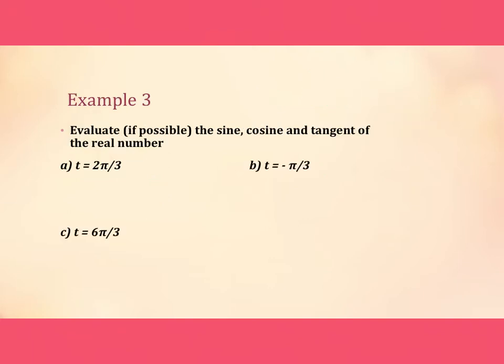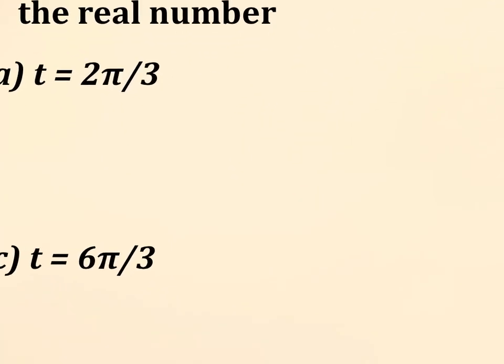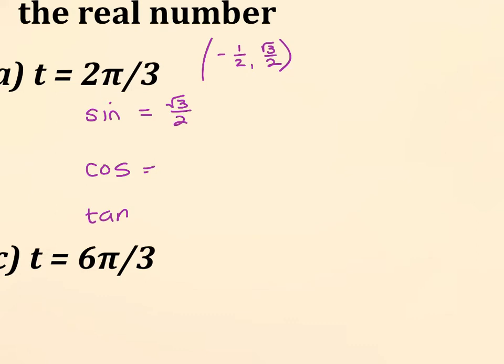Okay, example 3 takes it a step farther. Find, if possible, the sine, cosine, and tangent of the real number. So we have to know the angle, which is 2 pi over 3. Know the coordinate point there, which we just said was negative 1/2 and root 3 over 2. And then from there, find the sine, the cosine, and the tangent. So the sine is the y, which is root 3 over 2. The cosine is the x, which is negative 1/2. The tangent is y over x. So root 3 over 2 over negative 1/2. Keep, change, flip. And I get negative root 3.